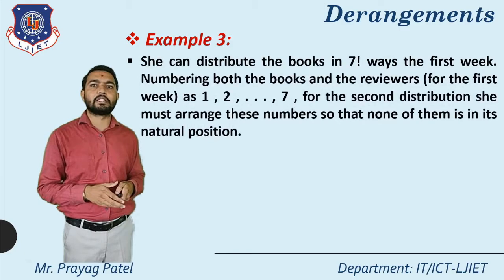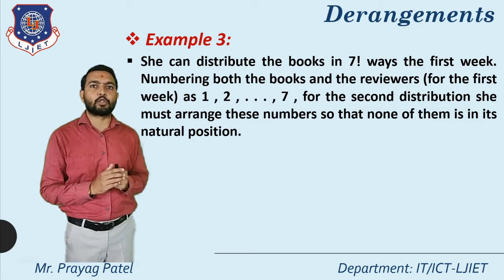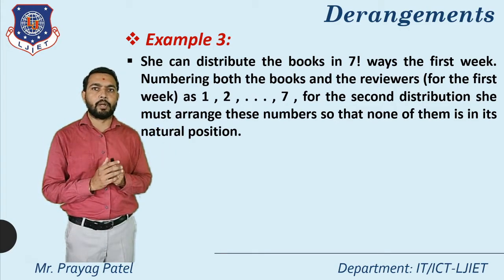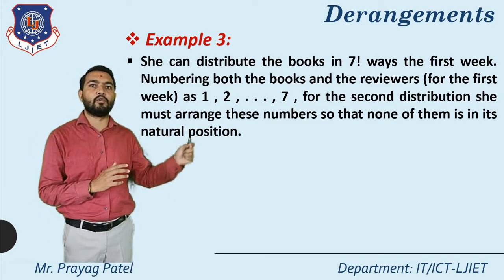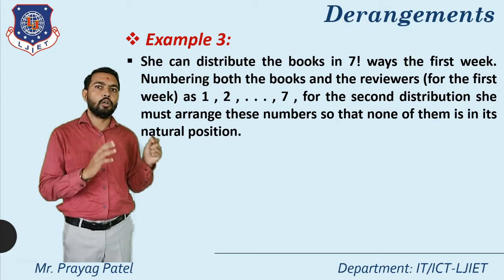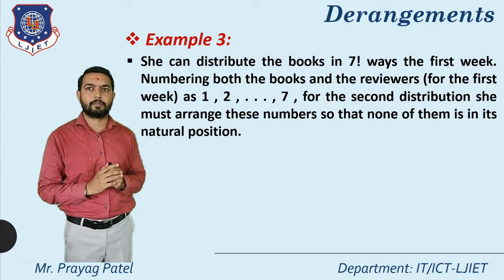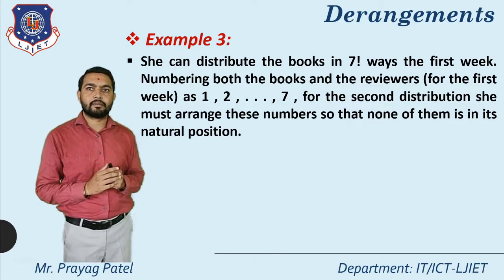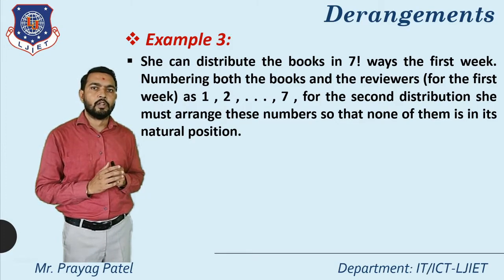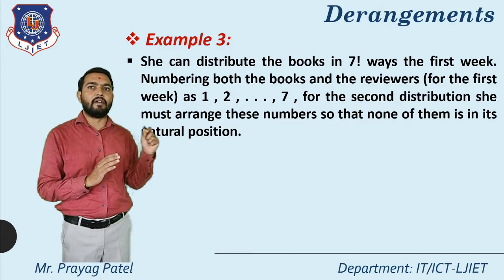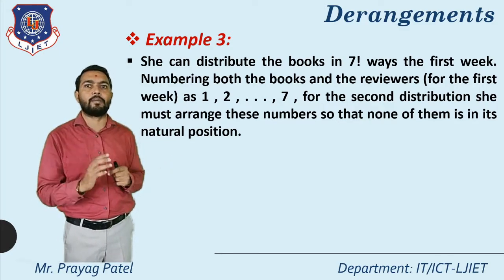So how can we solve this problem? See here, she can distribute the books in 7 factorial ways in the first week, because in the first week there is no condition, since before that no reviewer has received any book. So 7 factorial ways are possible for the first week to distribute the 7 books. Now the next step is numbering both the books and the reviewers from 1 to 7. So our problem is only the values 1 to 7, and 1 to 7 derangement is considered as the problem.